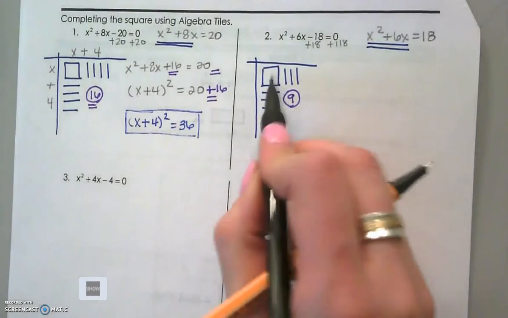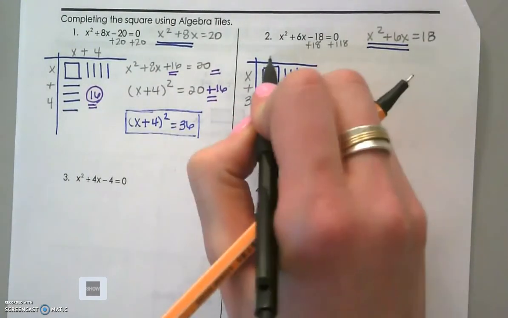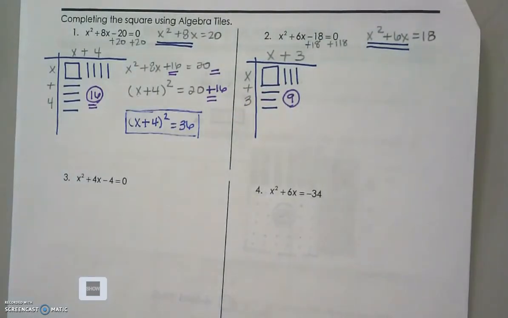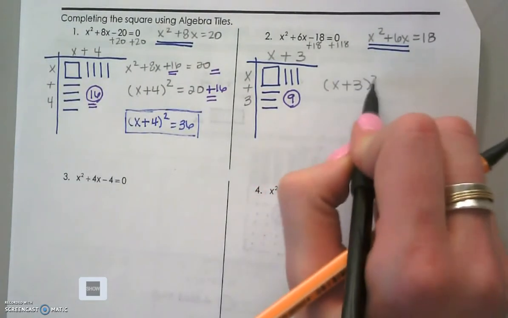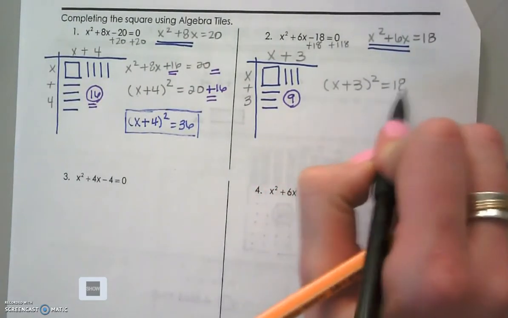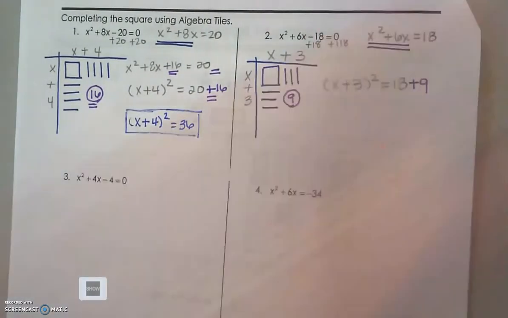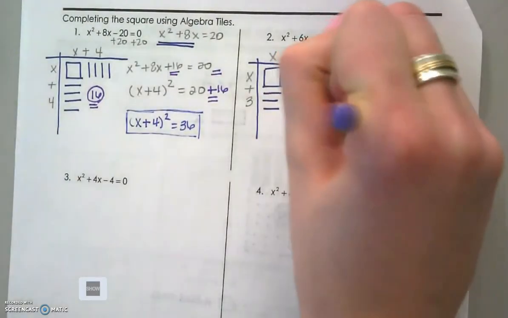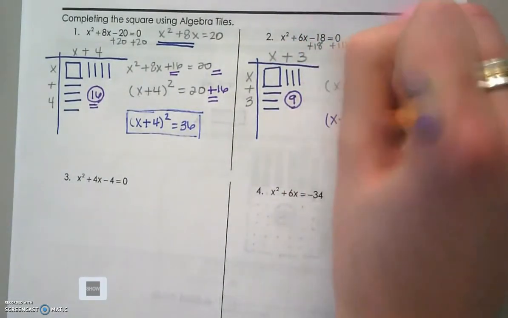Again, we can begin to write the equation. We'll have x plus 3 times x plus 3. So we can simplify this as x plus 3 squared equals 18. But don't forget, we have to add the 1s onto this side of the equation as well. So this final answer is x plus 3 squared equals 27.